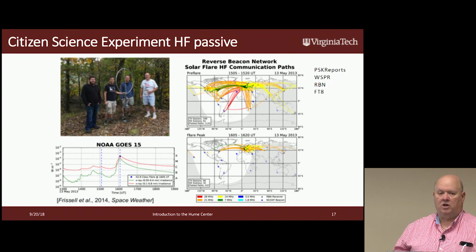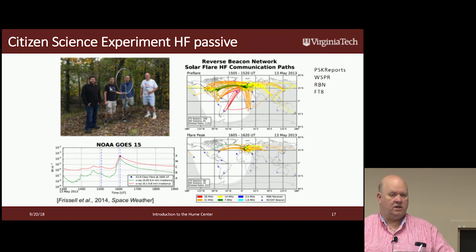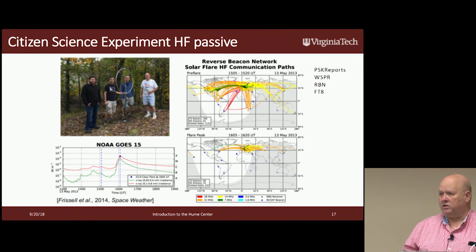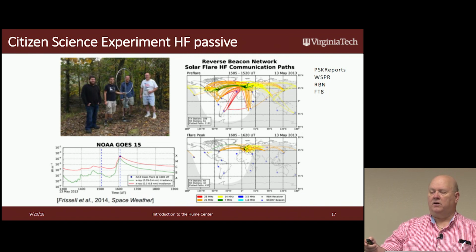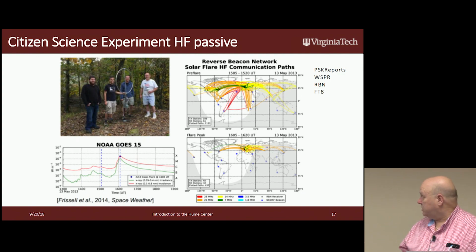PSK Reporter looks at people who are having conversations using a mode of operation known to amateur radio operators as PSK31. And all of these people, when they talk to each other, if they enter their logs into a database, they're publicly accessible, and we can include these measurements in these graphs.